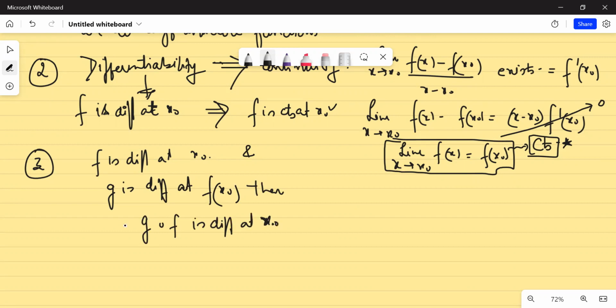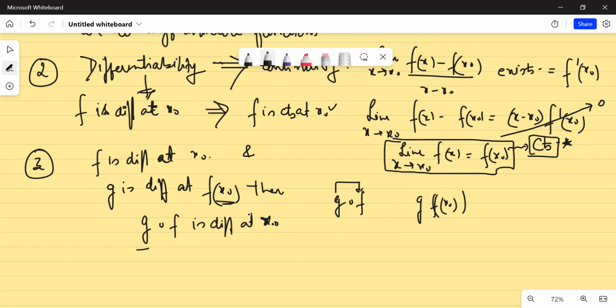But the condition is that g must be differentiable at f of x naught, because if I'm defining the composition, g must be defined at f of x naught. If I'm saying that f is defined and differentiable at x naught, then the domain of g will include f of x naught. So I'm saying that g must be differentiable not at x naught, but at f of x naught. Only then the composition g of f will be differentiable at x naught. Is that clear? Yes, sir.